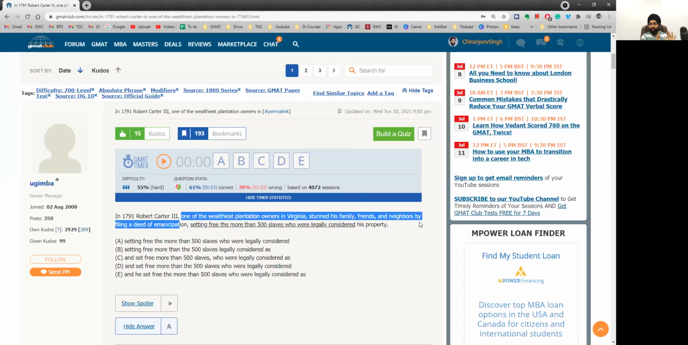So in this specific context, we have an example in which comma setting is going with this preposition phrase, this preposition phrase having a verb+ing.